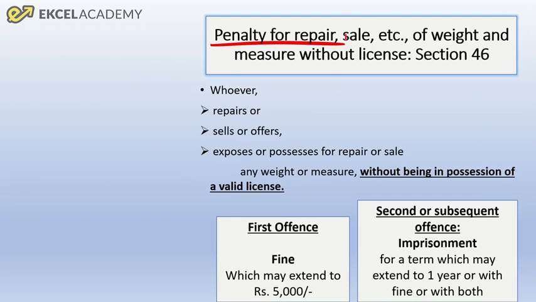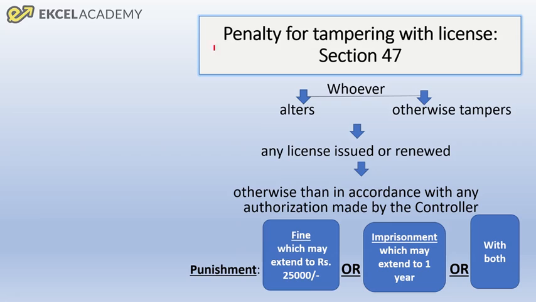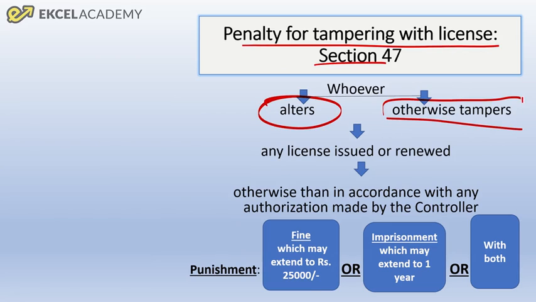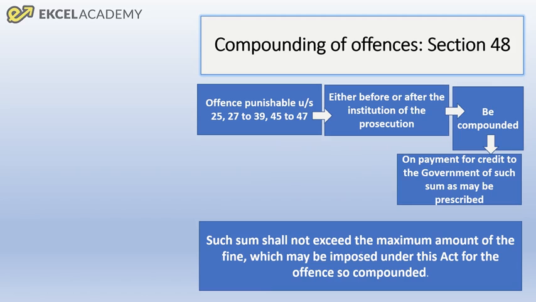In the same way, we have a penalty for repairing or selling weights and measures without a license. Again, it is the same kind of penalty, that is, imprisonment which may extend to 1 year, or with fine, or with both. Penalty for tampering with a license, section 47. Anybody who alters or tampers with, spoils, or changes any license which is issued or renewed, that time they will have a punishment of fine which may extend to 25,000, imprisonment up to 1 year, or with both.